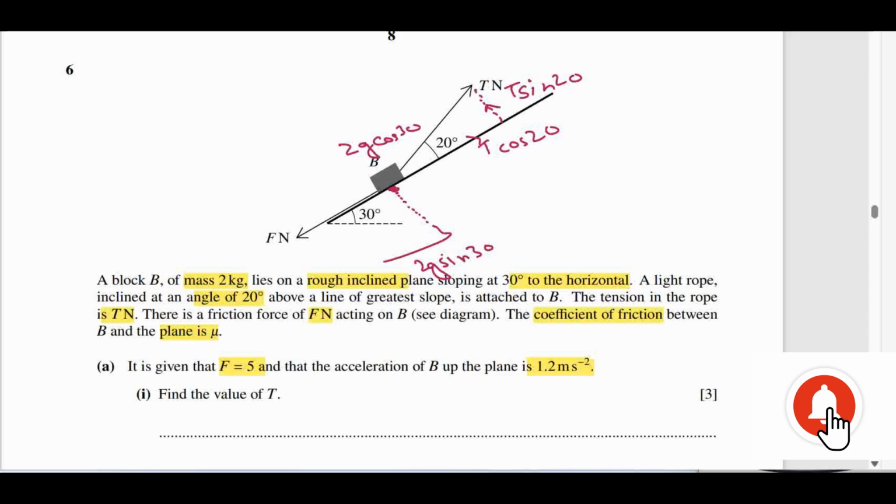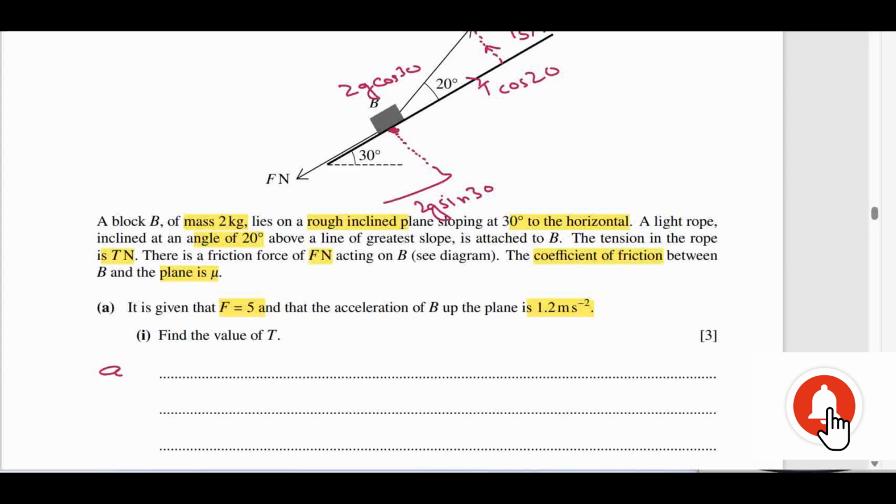Now, as it is given that acceleration is equal to 1.2, let's use the formula F equals ma, which means that forward force minus backward forces will be equal to ma. Now here we can see the forward force, which one is it, the one going to the right side?